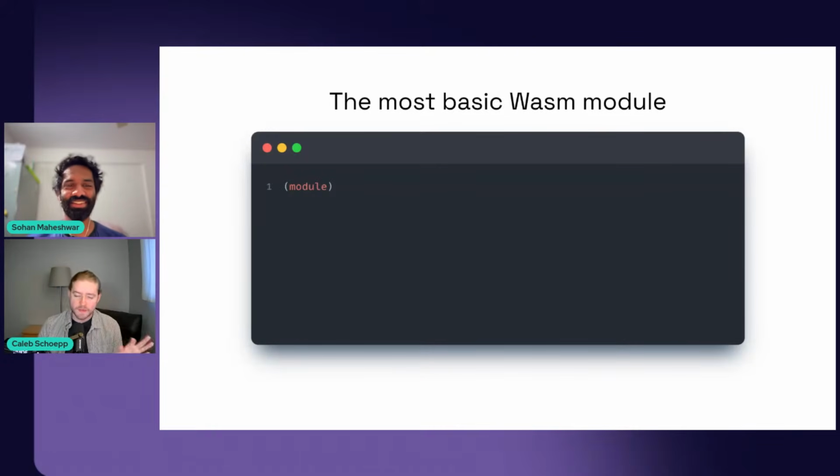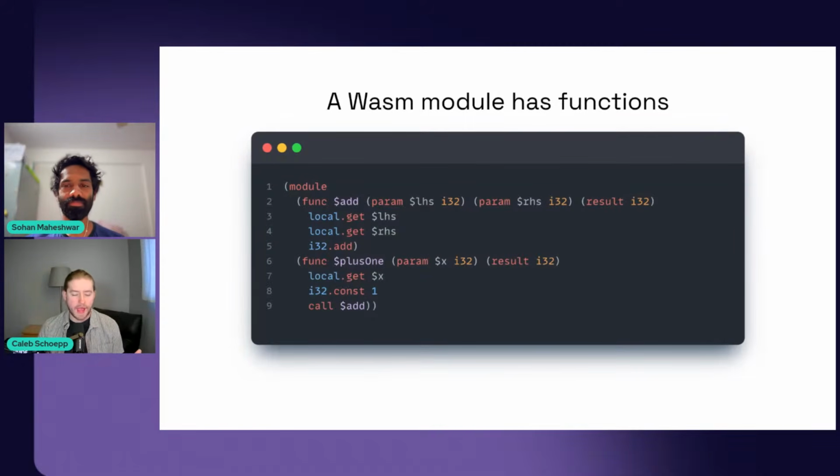Yeah. So that's the most basic one, but it's a little bit boring. So let's build it up a bit. The first thing we can add to a WebAssembly module is functions. So a WebAssembly module can have functions. Here we've got a module with two functions. One's called add, one's called +1. The add function takes in two parameters called left-hand side and right-hand side, which are 32-bit integers. It says it's going to return a single 32-bit integer. It's got three instructions in that function. We'll get into these instructions in a second. And we've got another function here called +1.